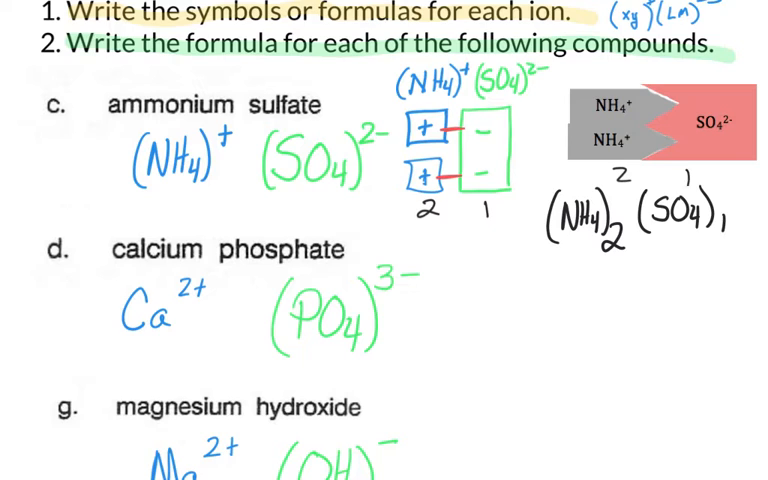We never write the 1 subscript, and when the group has only 1, we need to erase the parentheses. If there's more than 1 of a group, we keep the parentheses, but if there's only 1 of a group, then we must erase the parentheses. So our answer will be parentheses, NH4, close parentheses, subscript 2, because we have 2 ammoniums, and then SO4, and that's it.